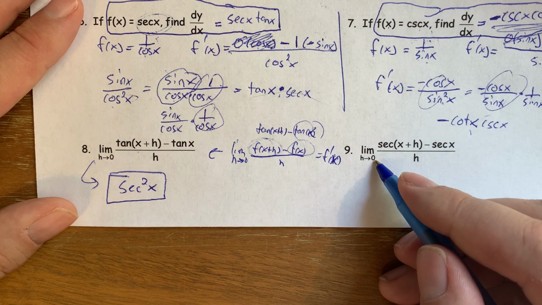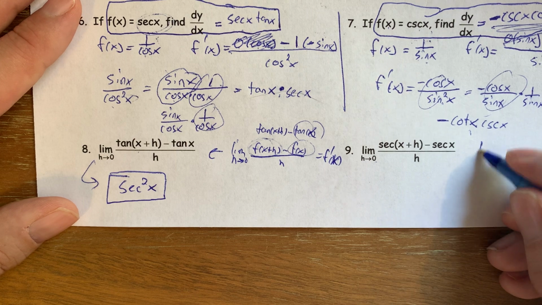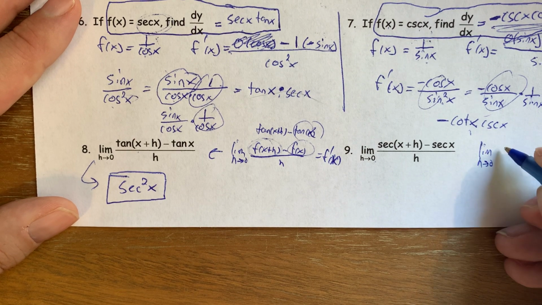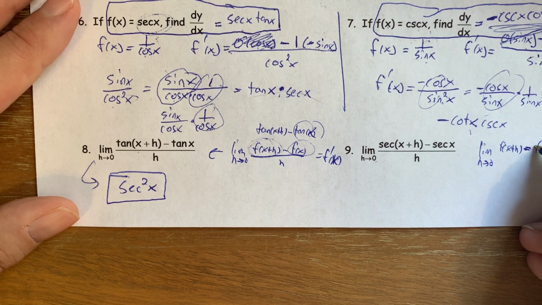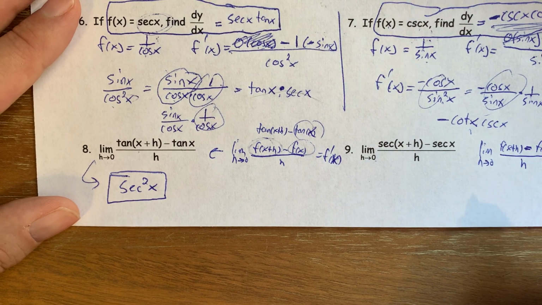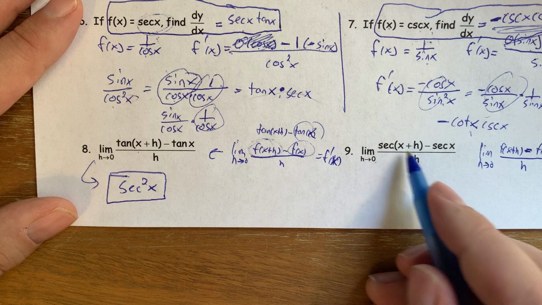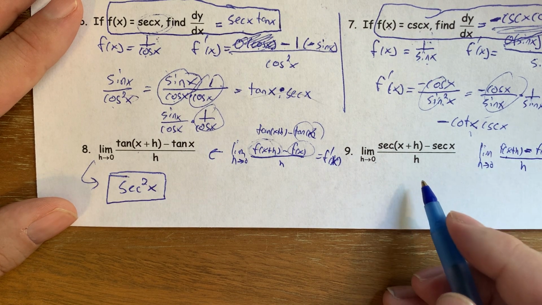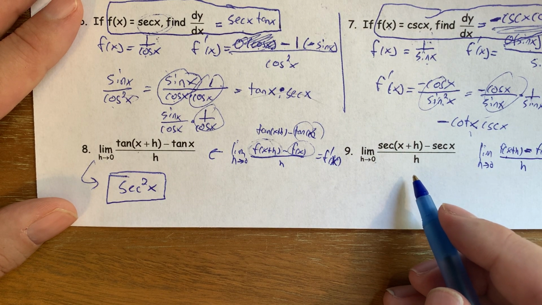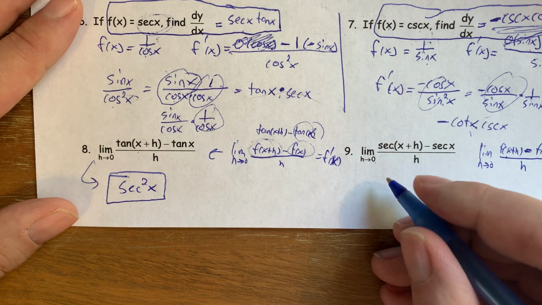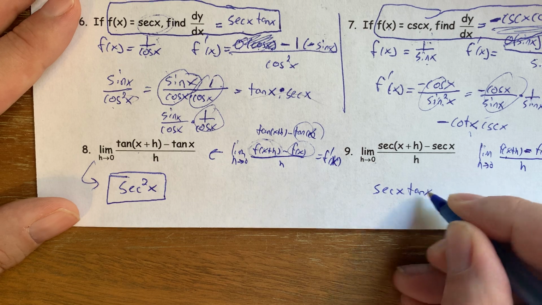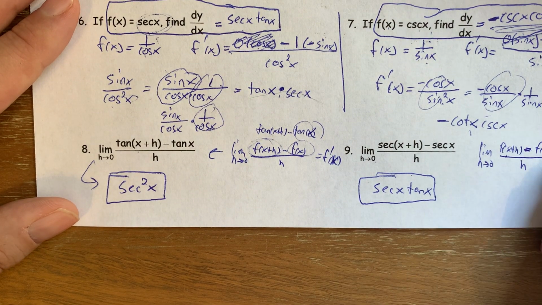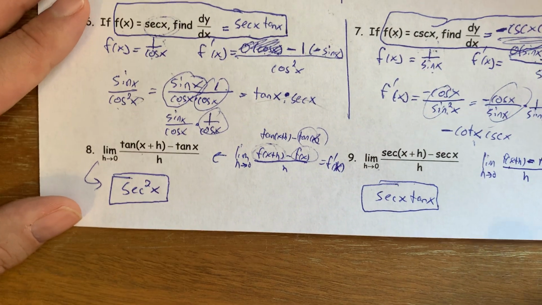I hope we recognize that this is f of x plus h. So this is the limit as h goes to 0 of f of x plus h minus f of x over h. And what is the f of x here? Well, it's secant of x, and we just memorized the derivative of secant of x. The derivative of secant of x is secant of x tangent of x. And so that's what this limit comes out to be, because it is the derivative of that function.